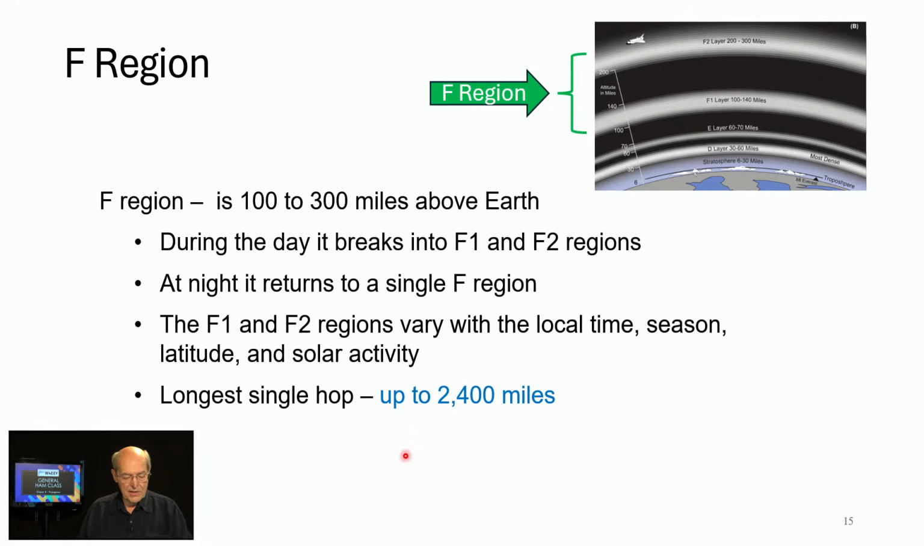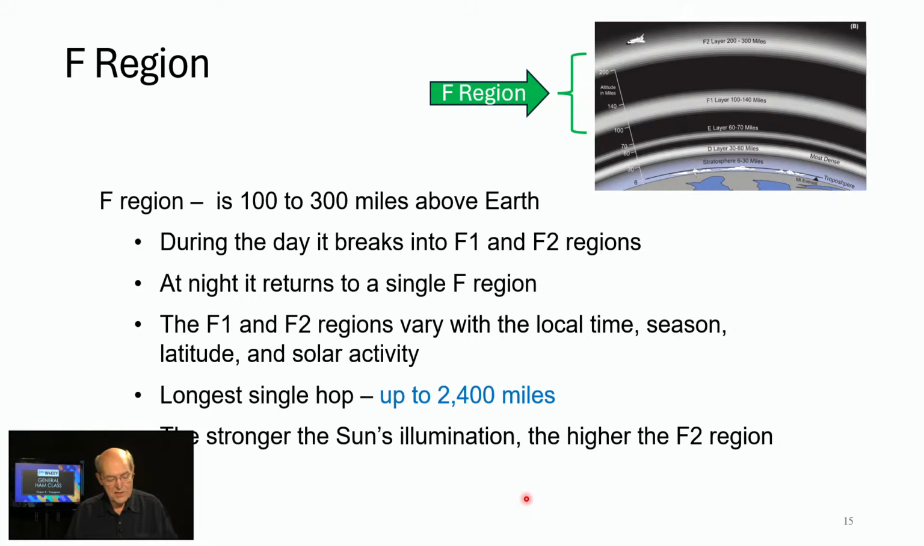Now here's a key: the longest single hop for the F region is up to 2,400 miles. You can see that it's higher, so you'd be able to go further off of a single bounce, versus the E layer, where you wouldn't go quite as far. The F layer, you'd go a lot longer, about double. So the E layer was about 1,200 miles. The F layer is about 2,400 miles.